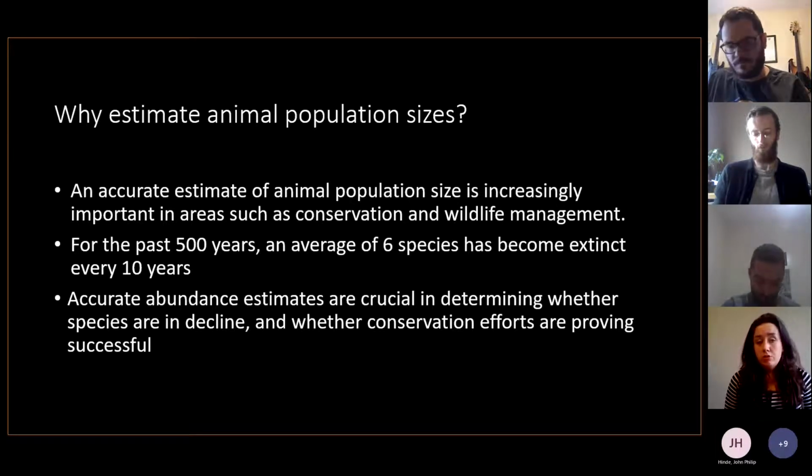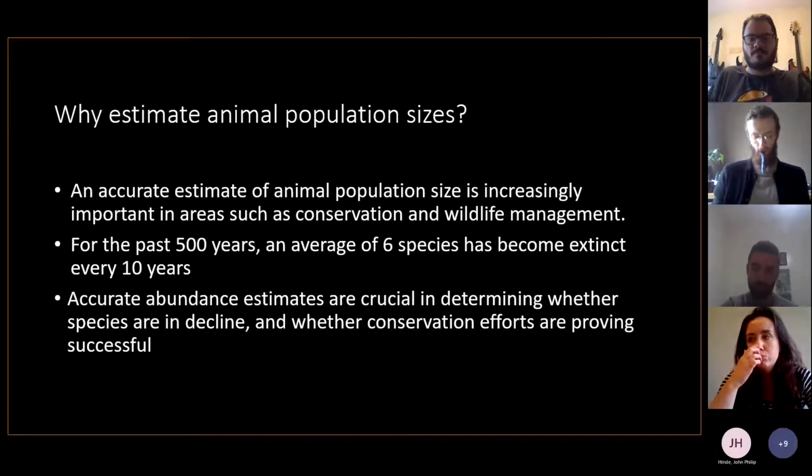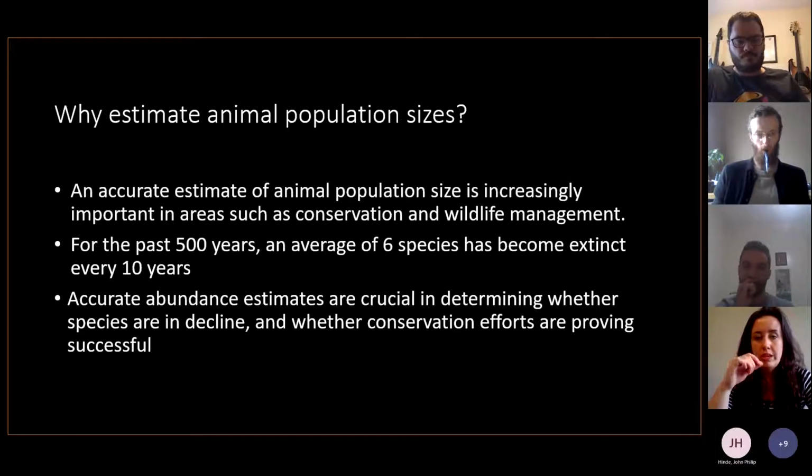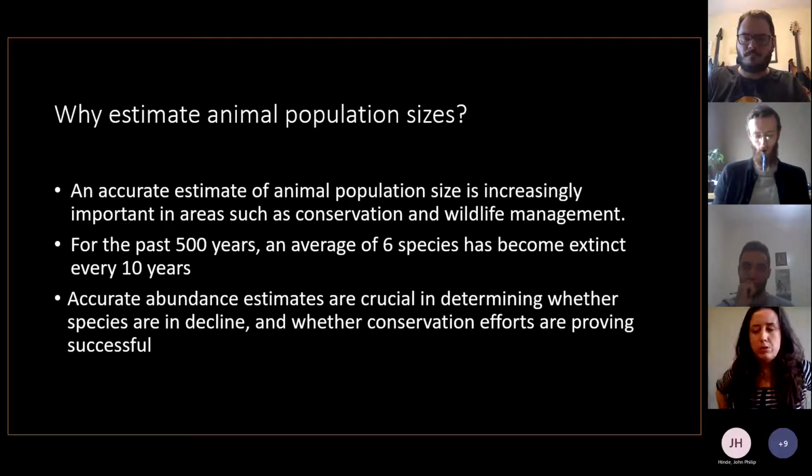In just the last 500 years, an average of 6 species has become extinct every 10 years. And that might not seem like an awful lot, but that's just the ones that we know about. Being able to obtain an accurate estimate of abundance is really crucial if we want to be able to tell when species populations are starting to decline. And that's just one situation in which we need an accurate estimate of animal abundance. There are others as well.